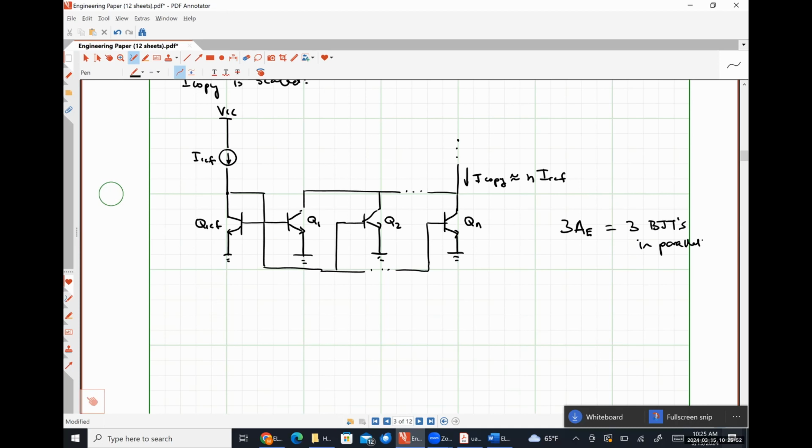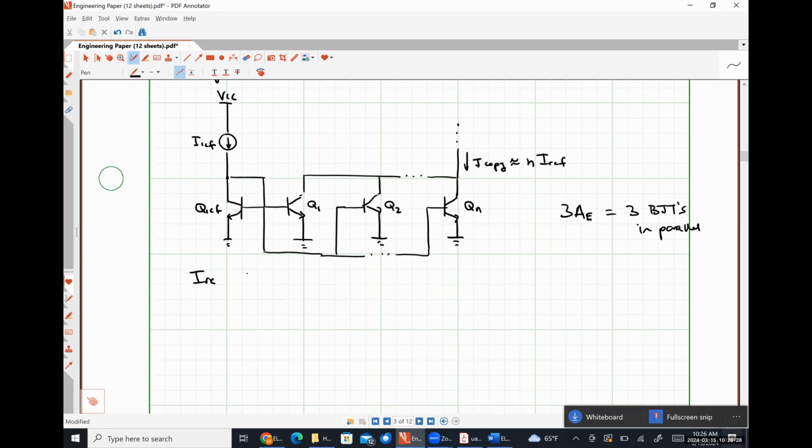So this is how we can get a current that's larger than our reference current. What if we need a current that's smaller than our reference current? We put transistors in parallel on the reference side, because that means our reference current is going to be split up among those, which is going to yield a lower base emitter voltage, which will give us a smaller copy current, right? So we might have something like this.